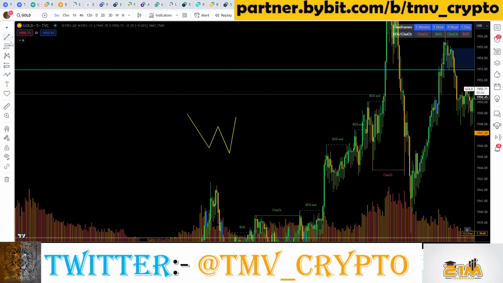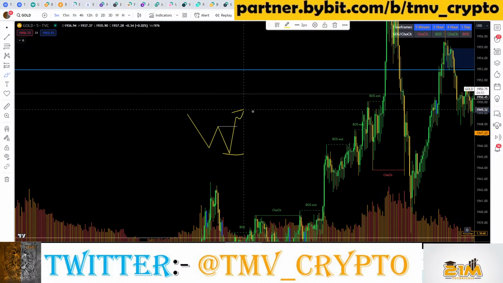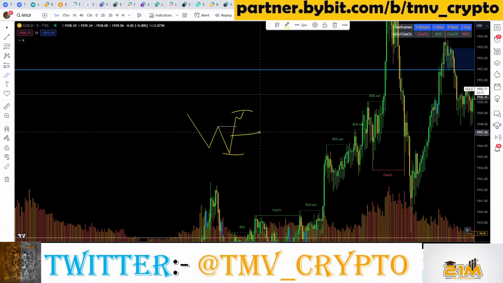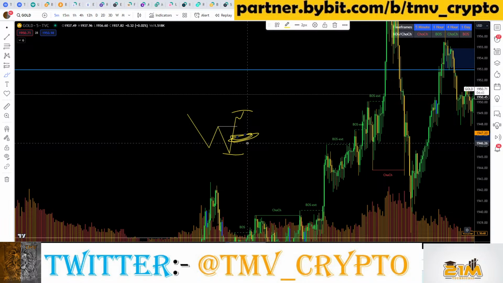So here it's going to form a CHoCH. It's a change of character. And once the CHoCH is formed, it's going to draw fibs from this until the price reverses, and it gives you levels. So you will get fib levels like the golden pocket zone. You will get a fair value gap here. You will get all the blocks and the levels, so you have more and more confluence. You take a trade based on those things.